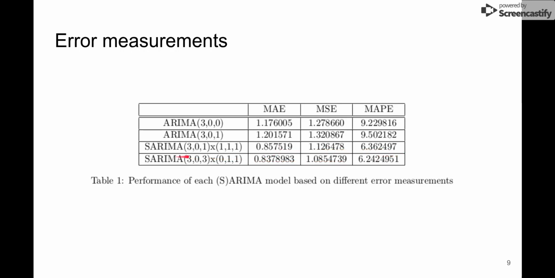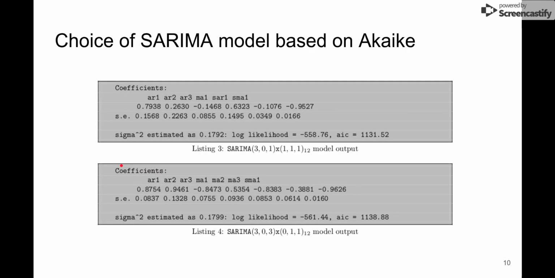Based on these, we would like to pick this second SARIMA model. But it's at the same time best to look at the Akaike information criterion. So I looked at that, and as we can see, on the contrary, based on AIC, the first SARIMA model is better.